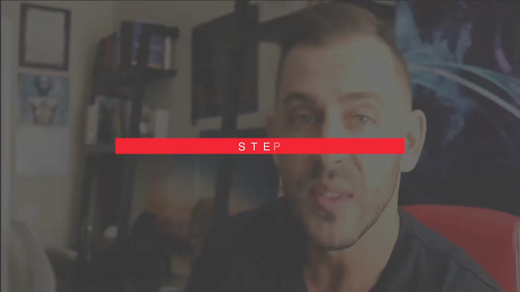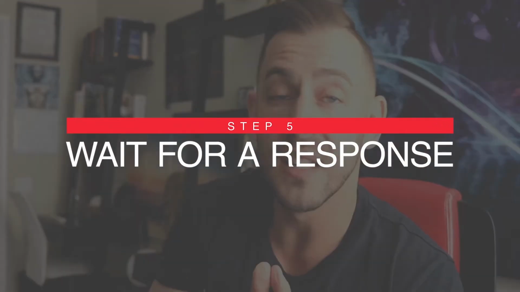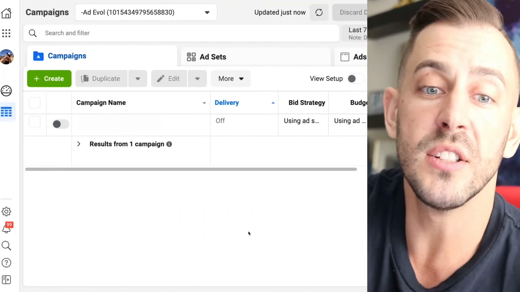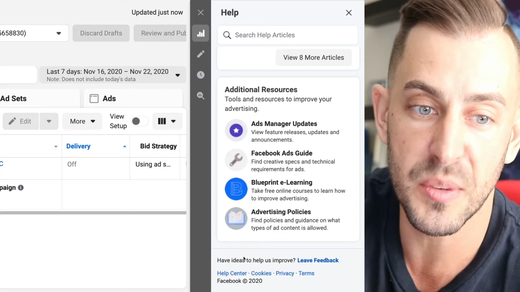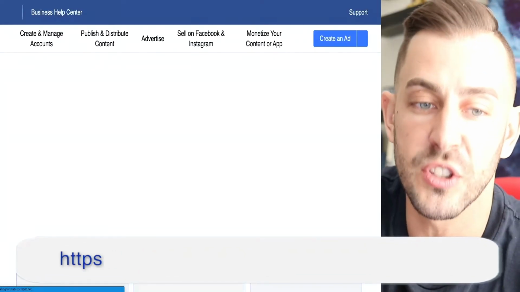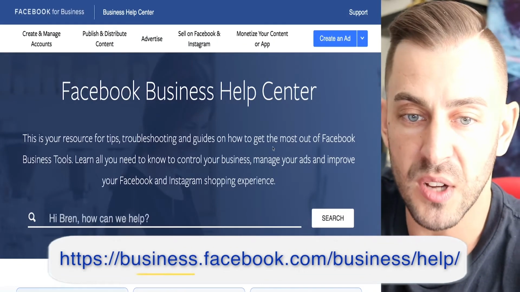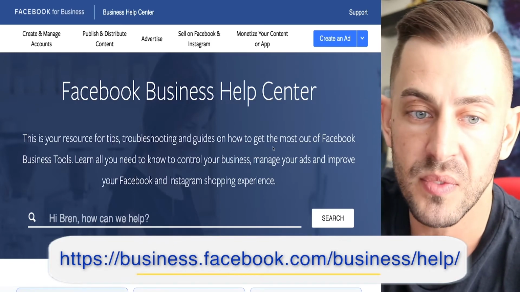Next up, step 5. Step 5, wait for a response. Now this can take anywhere between a day or 2 or a week or 2, or sometimes even more. If you wait 2 to 3 days and still haven't gotten a response and want to accelerate your response time, you can try to access Facebook chat support. To do this, log into your Facebook Business Manager by clicking here, and then navigate to the support link. Or you can just go to this link, business.facebook.com/business/help.